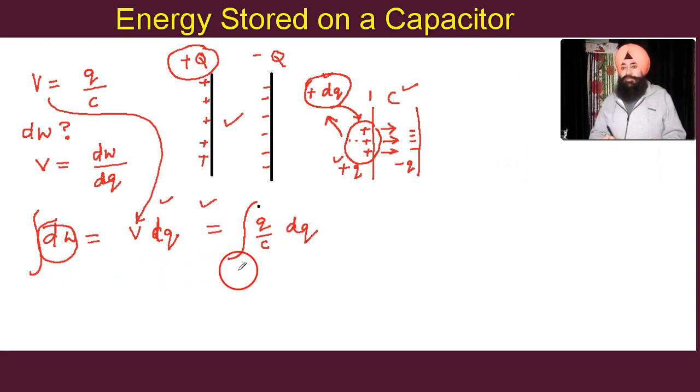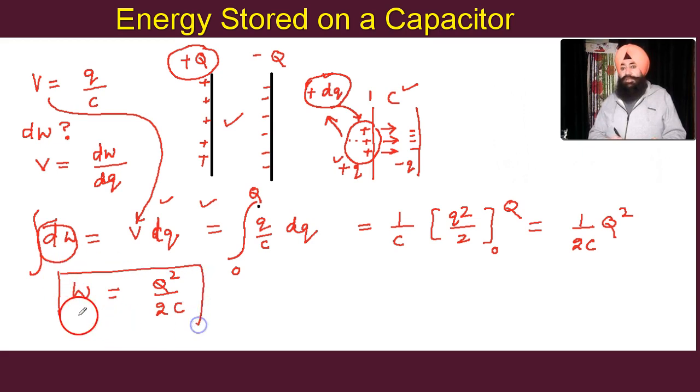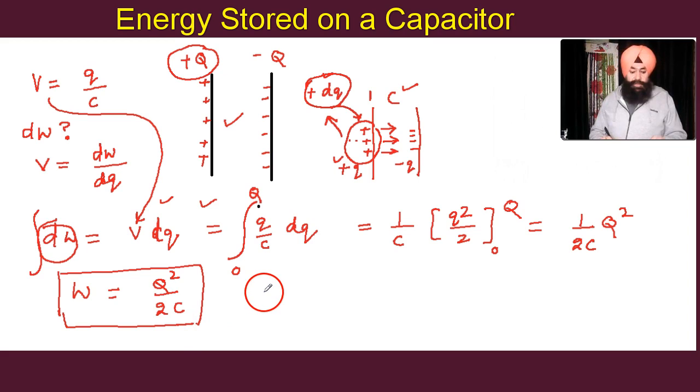Now we have to calculate the total work done from 0 to capital Q. So 1 over C is outside, which is constant. Q dq integration is Q square by 2, and limits 0 to capital Q. Now substituting the limits, it becomes 1 over 2C into Q square. So this is the total work done: Q square over 2C. This total work done becomes the energy stored in the capacitor, and the symbol of this energy is U. U is equal to Q square by 2C.